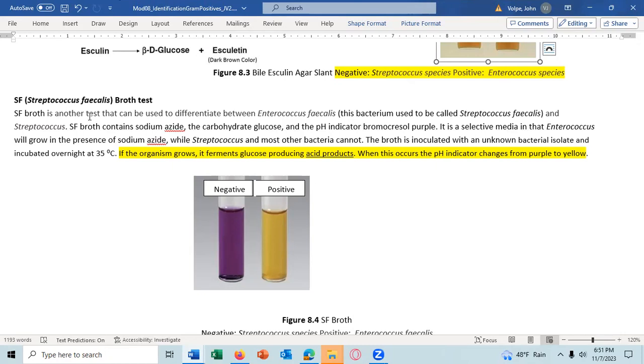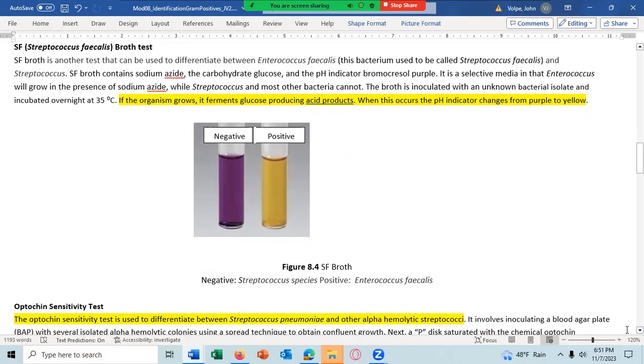No questions, so everyone's good on that? All right. Streptococcus faecalis is positive, which is actually no longer called Streptococcus faecalis. It's called Enterococcus faecalis, which is positive for the SF broth test. Other members of the family Streptococcus are negative for the broth test. Any question about any of that?